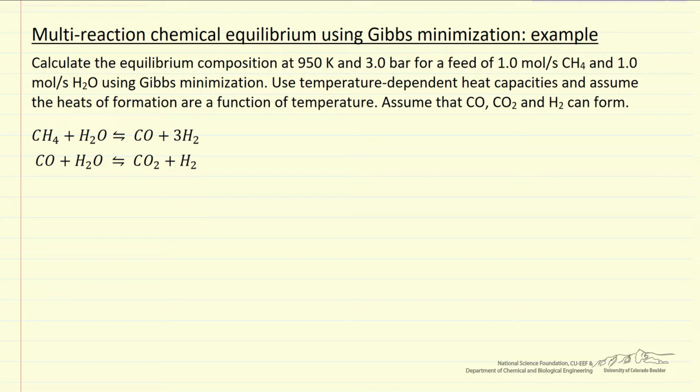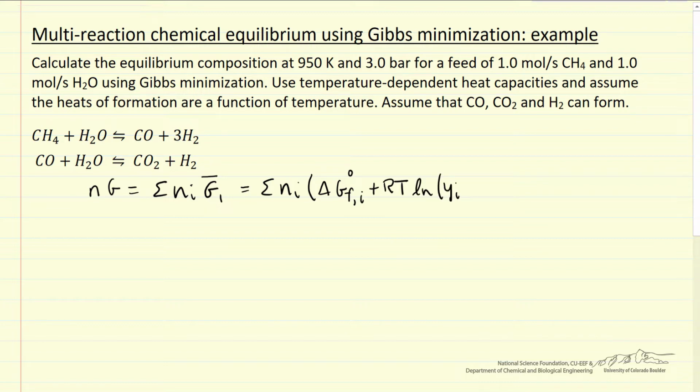And what we're going to do is minimize the Gibbs free energy, the total Gibbs free energy, so number of moles times Gibbs free energy per mole for this mixture, which is the sum of the moles of each species times their partial molar Gibbs free energy. And that is equal to the standard state Gibbs free energy of formation of each species, and then RT log of the mole fraction times the pressure. And we can write it this way because we're assuming ideal gases, and fugacities just become partial pressures. So this is what we want to minimize.